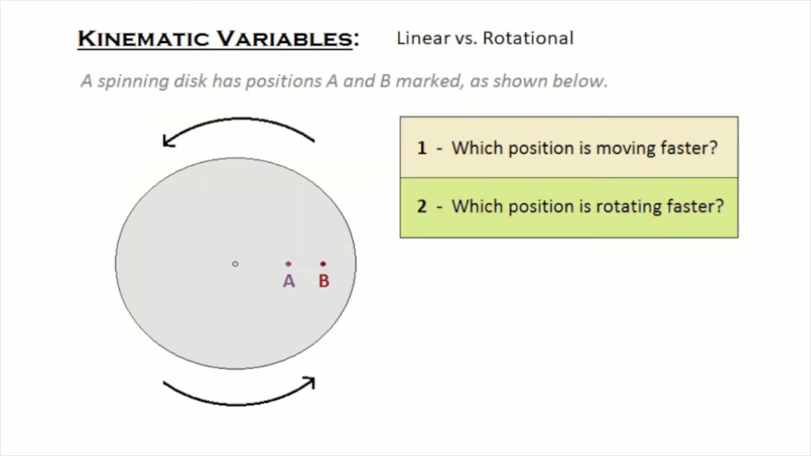Let's look at an example to help us differentiate between linear and rotational variables. Here we have the overhead view of a spinning disk. The disk is going to rotate counterclockwise, and two positions are marked. We've got position A, which is closer to center, and B, which is closer to the edge. Two questions we're trying to answer. Think about looking at the disk in one full spin. We're wondering which position moved faster, and also which position rotated faster.